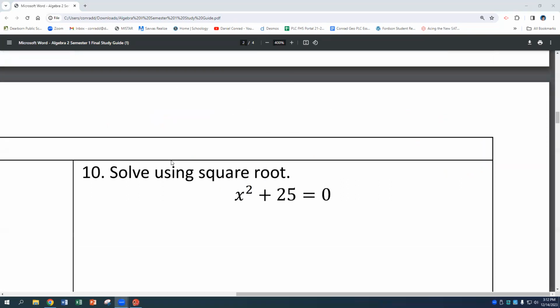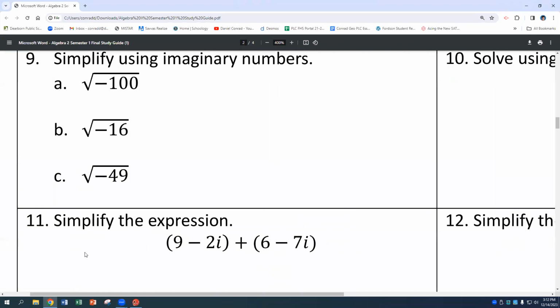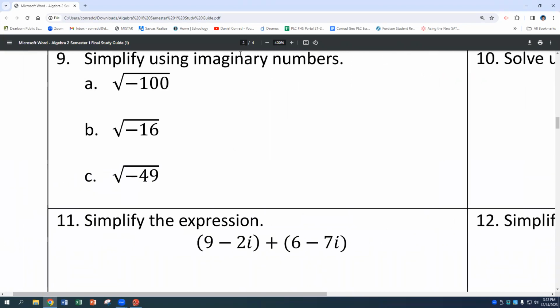All right, number 9. Okay, square root of negative 100. So the square root of 100, right, is really plus or minus 10. So the square root of negative 100 is plus or minus 10i. Okay, square root of 16 is 4, so the square root of negative 16 is really plus or minus 4i. And the square root of negative 49 is plus or minus 7i.